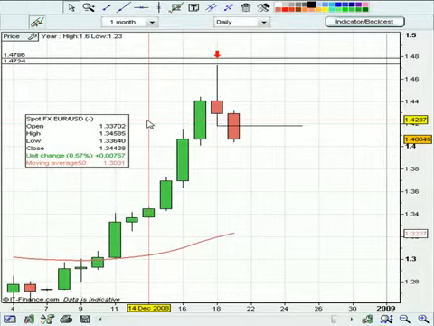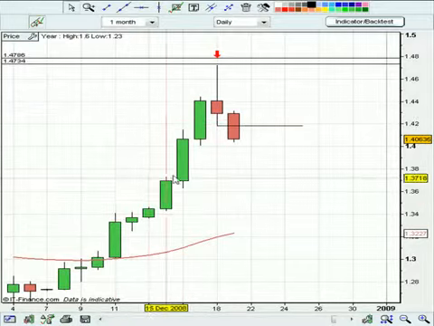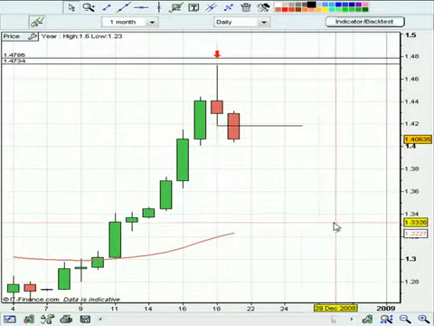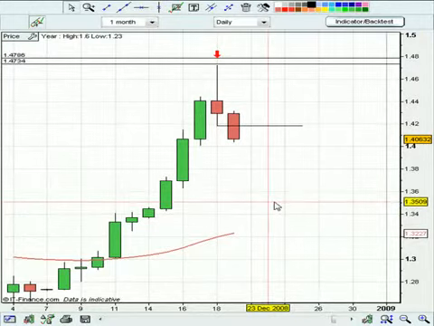The reason this market has come off is because there's simply no buying pressure left. This was short covering and buying. We've now got a sell signal. The market's going to rotate back down, in my opinion.